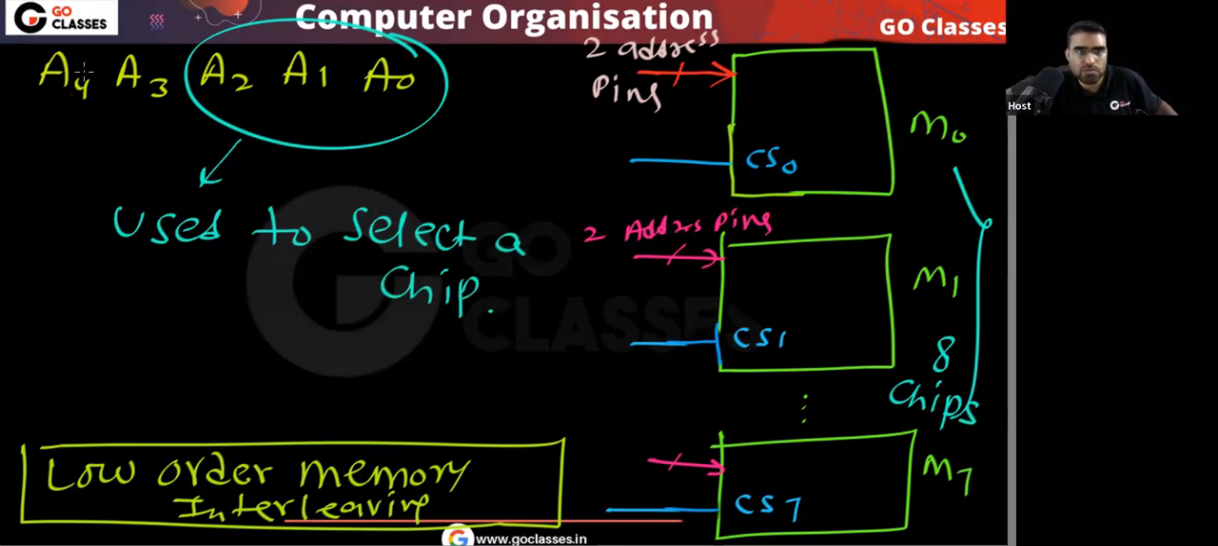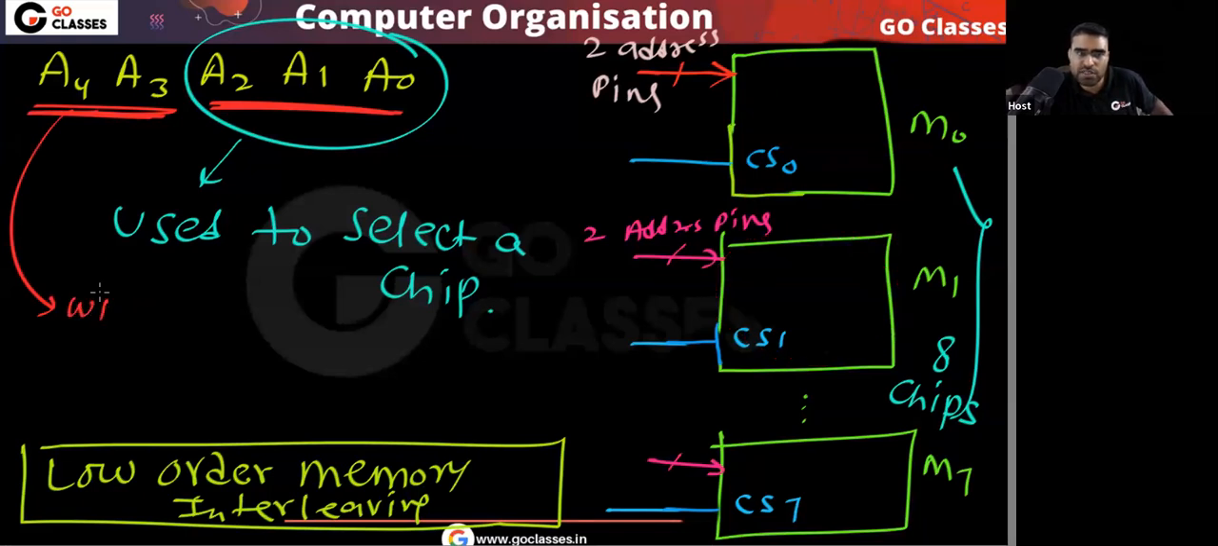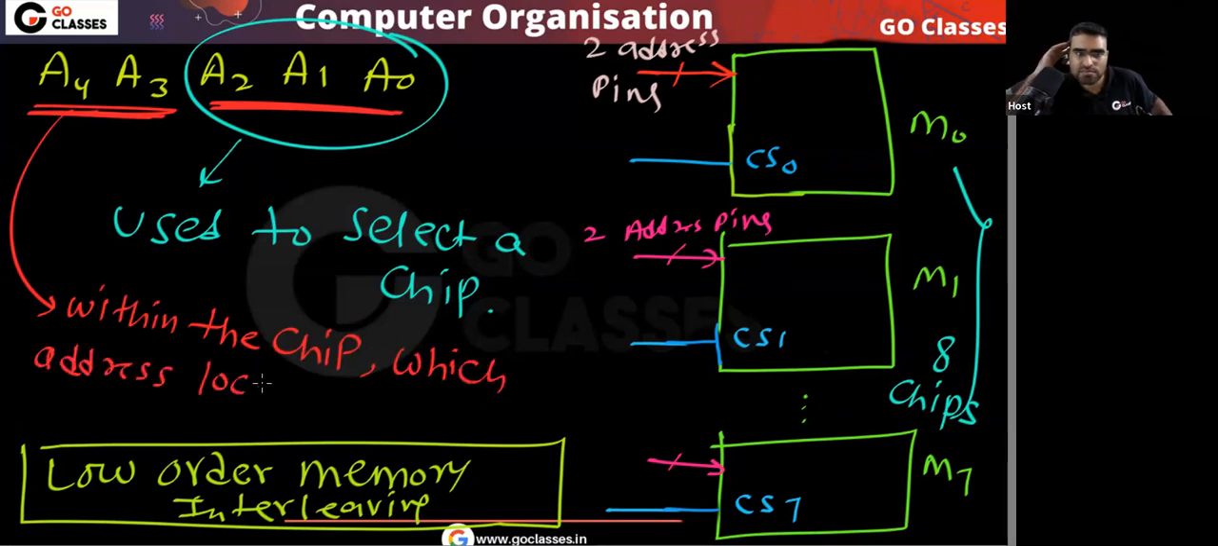And what about the remaining 2? Once you have selected a chip using these 3, then these 2 will be used to find the location within the chip. Yes or no? Within the chip, which location to access? Once you have selected the chip, these 3 select the chip, and within the chip, which address location to access? Okay, so this is the idea.